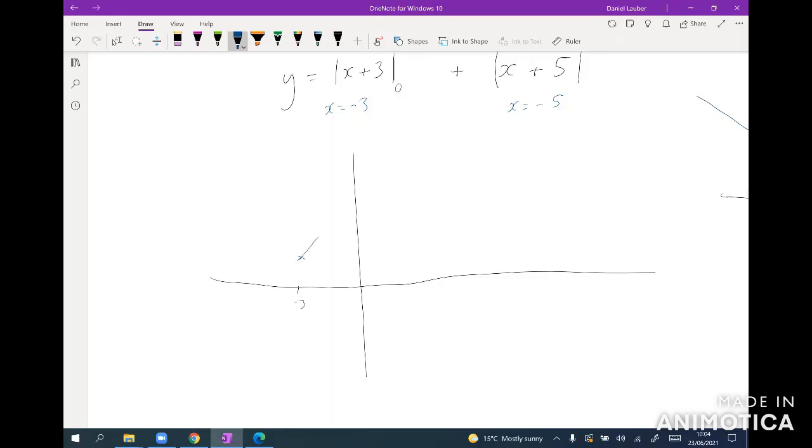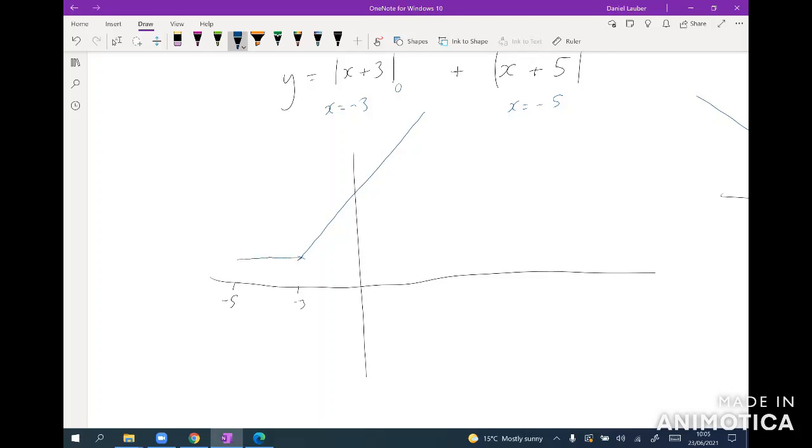So it's going to be quite steep and just up like that. And then when we go to the left of minus 3, all the way until we reach minus 5, what's going to happen? One of the x's is going to become a minus x. And so something strange happens, which is very important for moduluses, which is that the x terms cancel out. And so we're literally just going to get a straight line until this point.